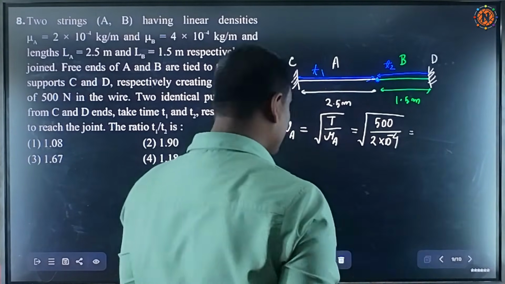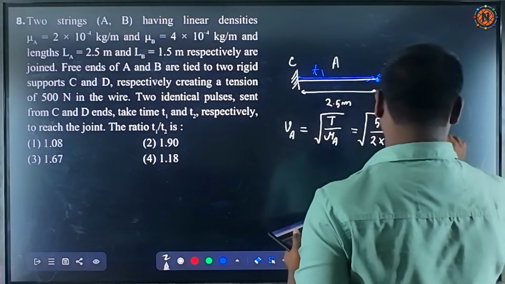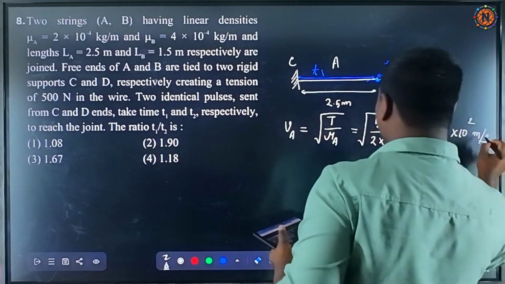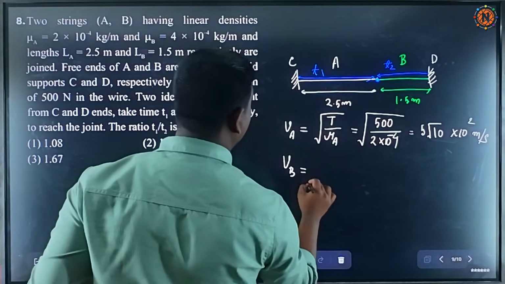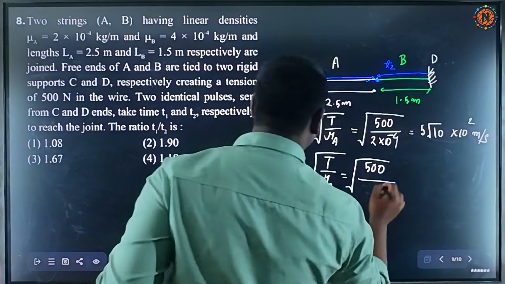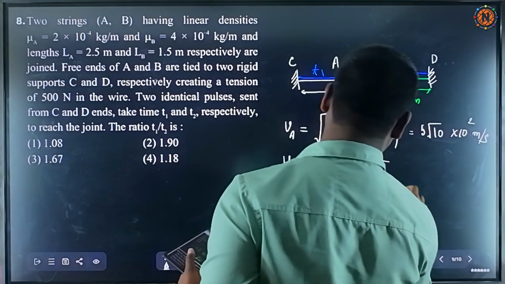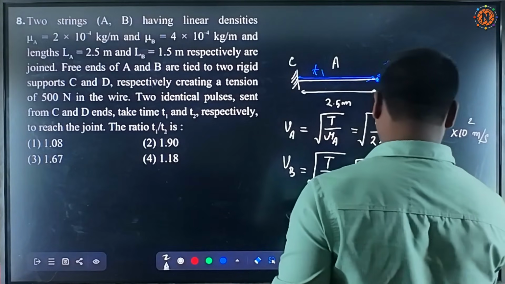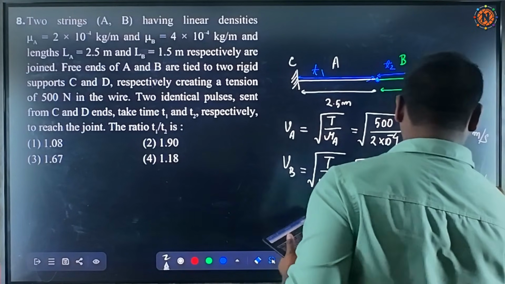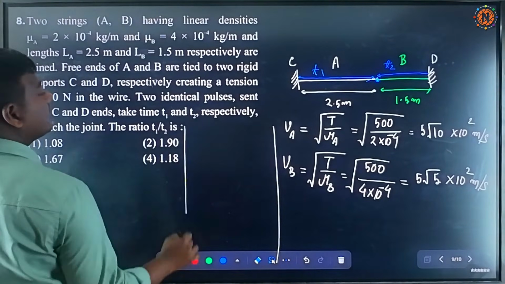That will be 5 into 5 root 10 into 10 to the power 2 meter per second, and VB equal to how much? T by mu B. Tension will be same, na? So 500 by, okay, and mu B is given as how much? 4 into 10 to the power minus 4. That will be 5 root 5 into 10 to the power 2 meter per second. We got the velocity. Now use the speed formula.